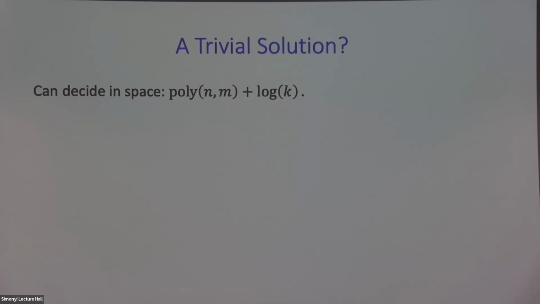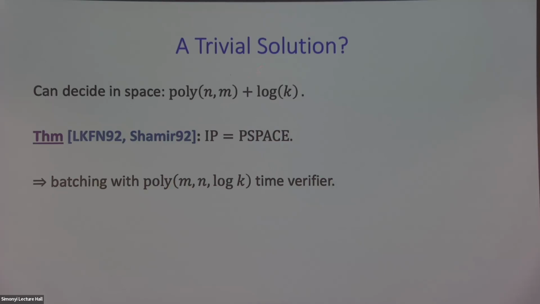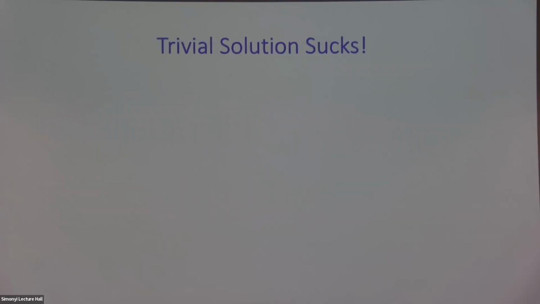And amazingly, we have this IP equals PSPACE theorem, which tells us that for any bounded space computation, you have an interactive proof with the corresponding verification complexity or communication. So if you just plug in IP equals PSPACE out of the box, you get a batch verification protocol with a verifier running in time polynomial in that amount of space. So problem solved, and we can have a short talk today. Okay, so actually this solution sucks.